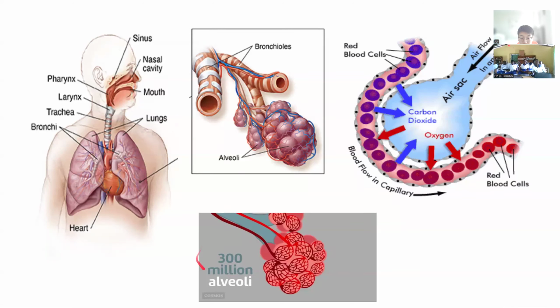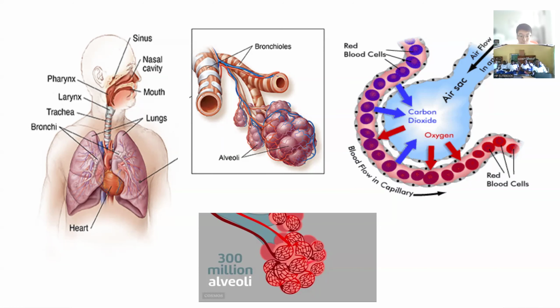And there are around 300 million alveoli in our lungs. And this allows us to transfer oxygen and release carbon dioxide at a really, really fast rate. More alveoli means that there is more surface for oxygen and carbon dioxide exchange to occur.